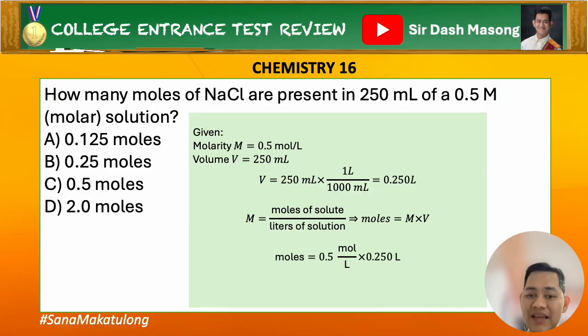So, binigay naman na si M and V. So, we will just multiply them. 0.5 mole per liter times 0.250 liters. Hence, the answer is 0.125 mole. So, the correct answer is letter A.